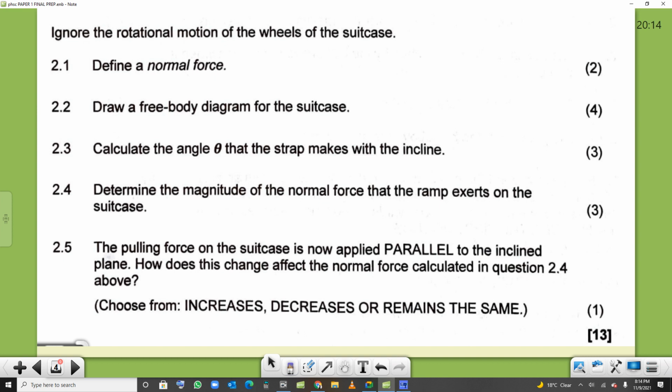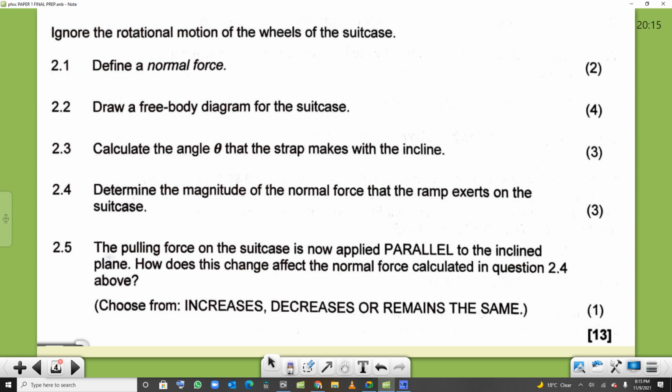The pulling force on the suitcase is now, please listen to this skill, is now applied parallel to the incline. How does this change affect the normal force calculated? If you don't know how to reason things out, you can walk through by calculation. It takes a few seconds, but you'll get your 1 mark. Hello, guys? It takes a few seconds, but you need that 1 mark. Now, what am I going to do?